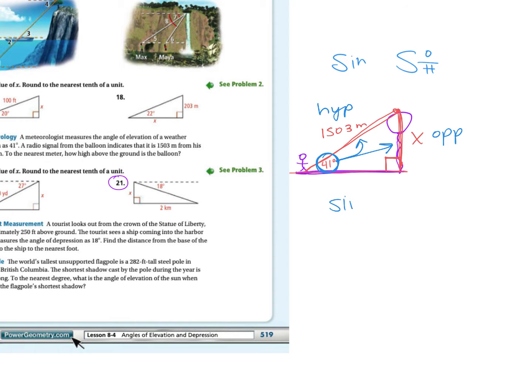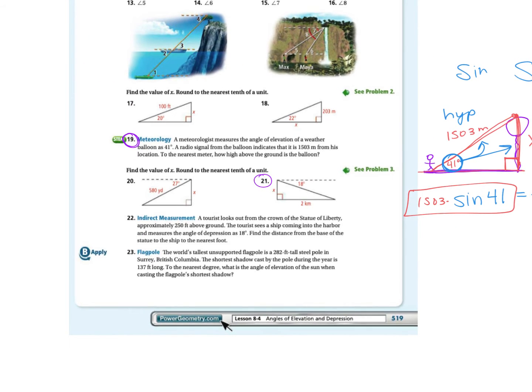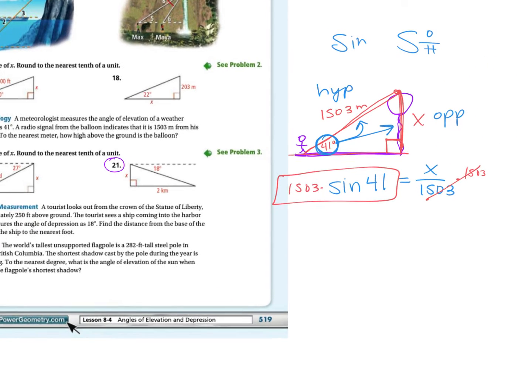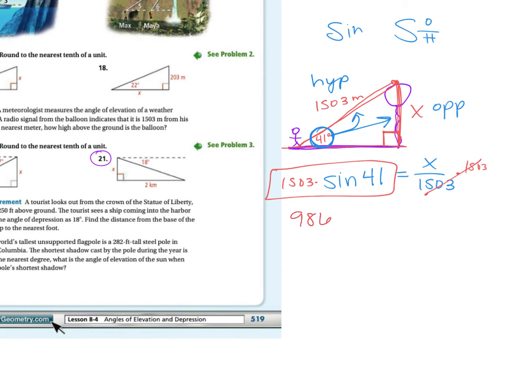So we're going to say the sine. What always comes after the trig function? The angle. So it's going to be the sine of 41 equals x over 1503. And then to solve it, you would just multiply by 1503. So this is what you're going to plug into your calculator: 1503 sine 41. And that would be the height, which I think was 986 meters. So this should come out to 986 when you plug it in.